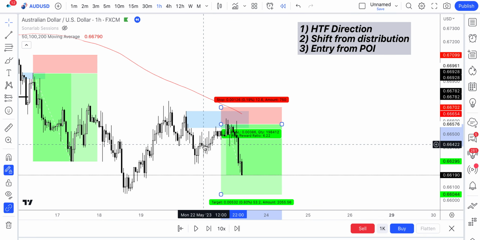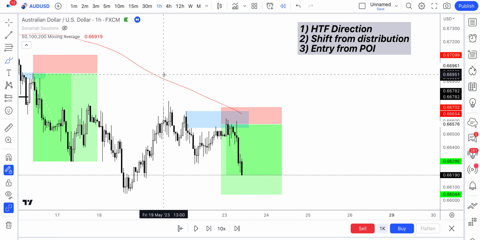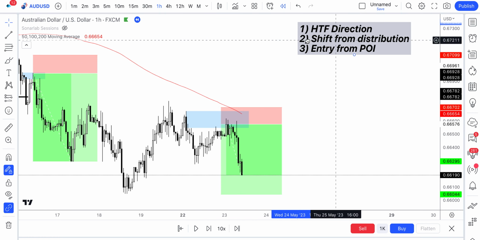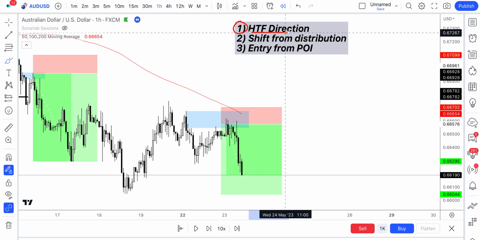In this video, I want to break down my higher time frame strategy, and this is based off the 1 hour time frame. Okay, so starting things off, step 1 is our higher time frame direction, our directional bias.